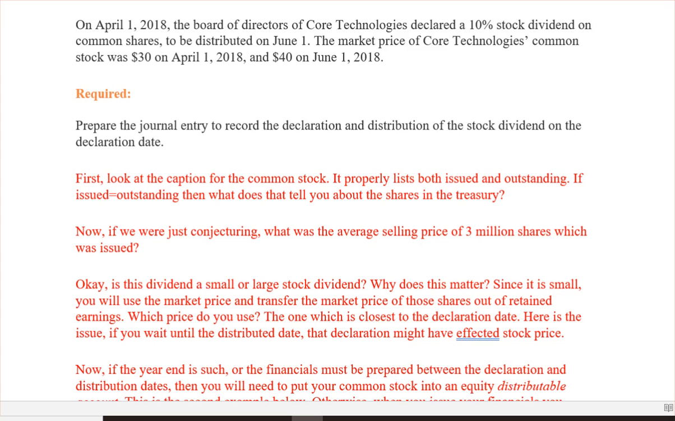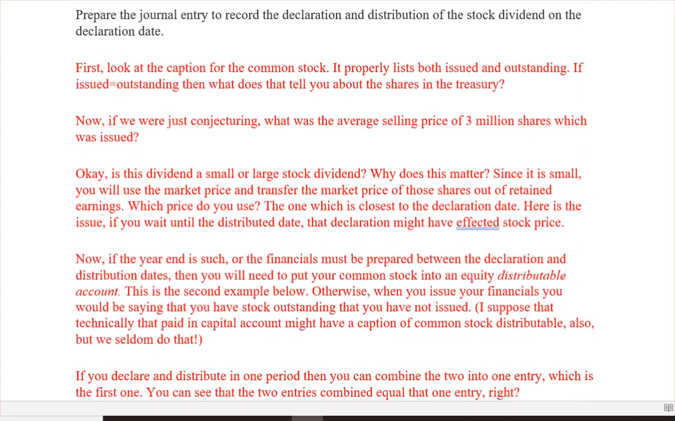And then this is the explanation of what we just discussed. And the reason why you're going to use the declaration date is, if you waited until the distribution date, the declaration itself might have affected the stock price. So there's things that happen in between times that could affect stock price. You don't want those things. So let us go back and use the declaration values.